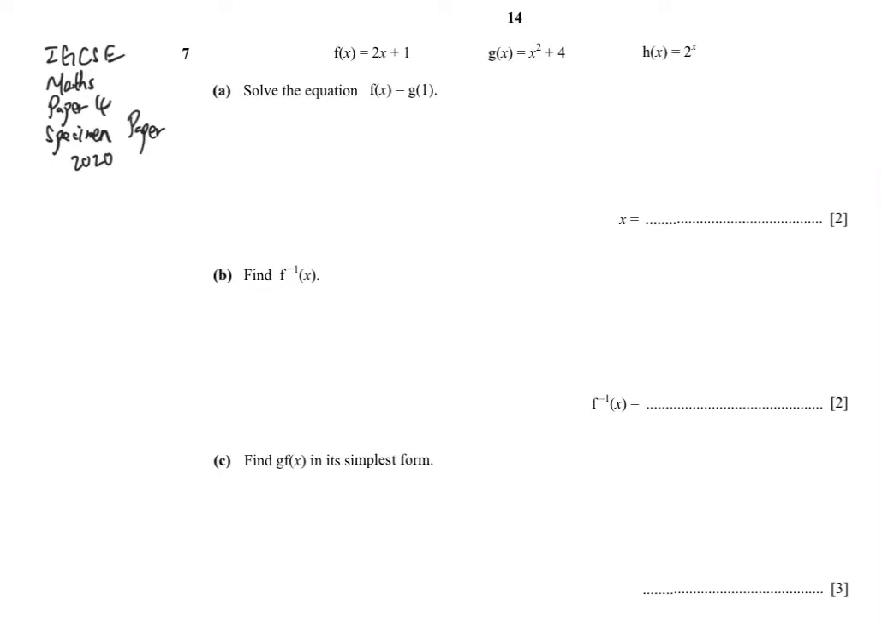So here we come to IGCSE Mathematics Paper 4, Specimen Paper 2020. We come to question number 7. The first question is about how to solve the linear equation.